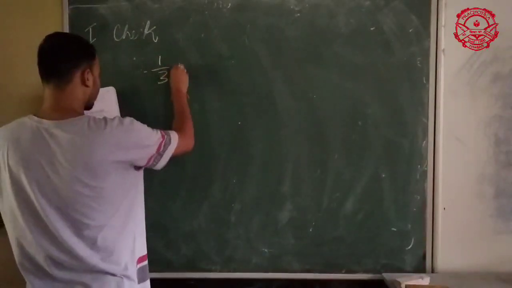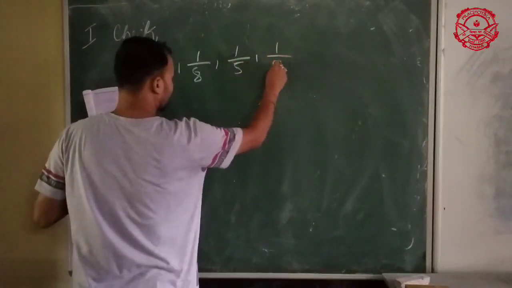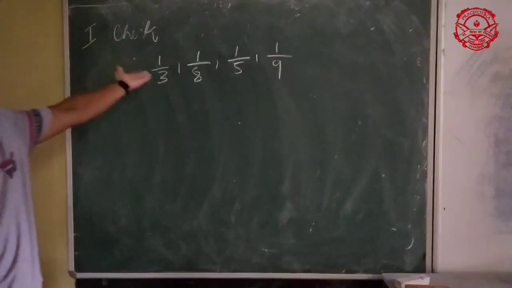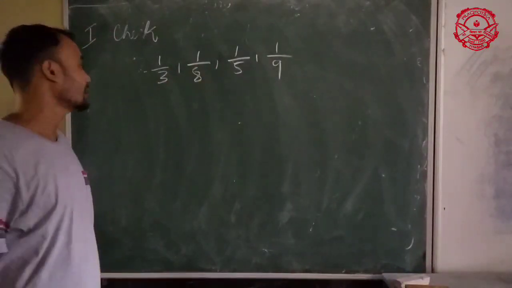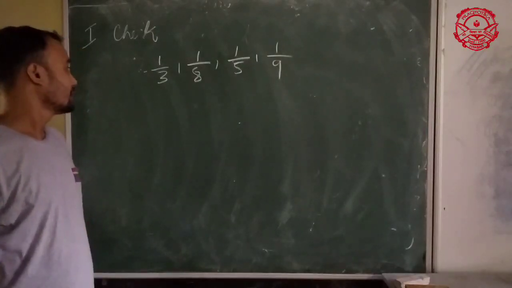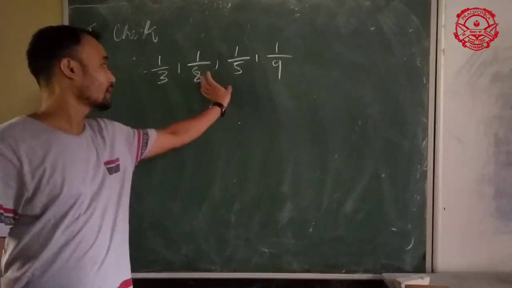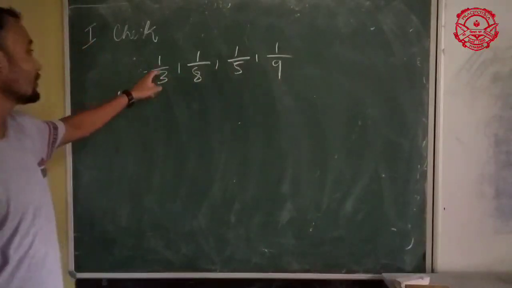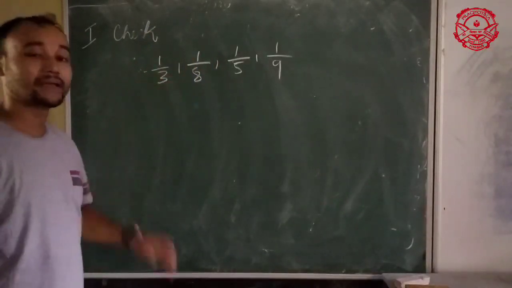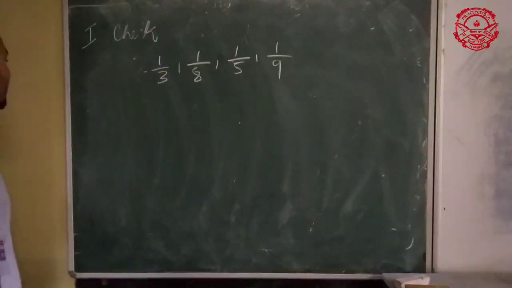1 by 3, 1 by 8, 1 by 5, and 1 by 9. Fine. We are asked to check whether these fractions are in proportion. The same pattern we are going to use: the product of this and the product of this. That is, the product of 1 by 3 and 1 by 9 should be equal to the product of 1 by 8 and 1 by 5. If both the products are equal, then obviously there is proportion.